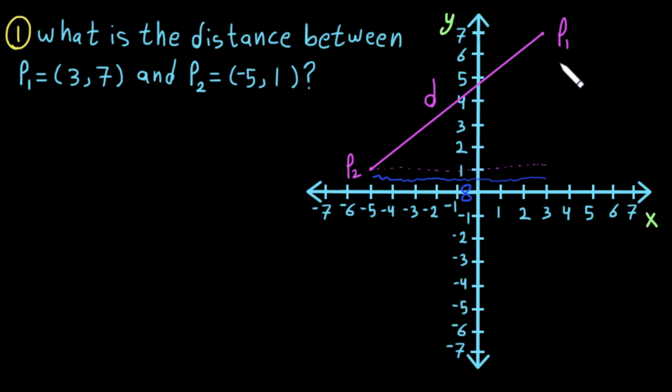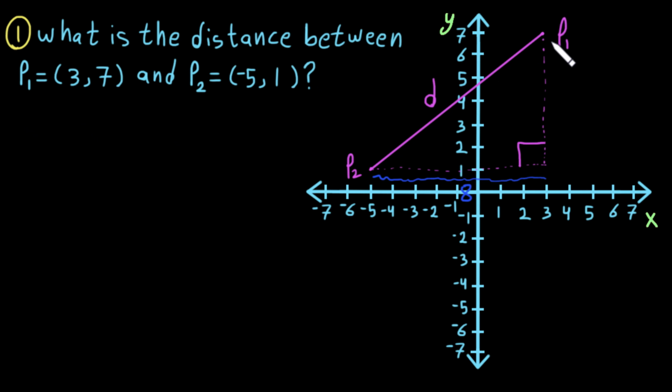The vertical change from P1 to P2, which is from 7 to 1. I will change the color and draw this from here to there as a dotted vertical line. And you can see here it is creating a 90 degrees angle.